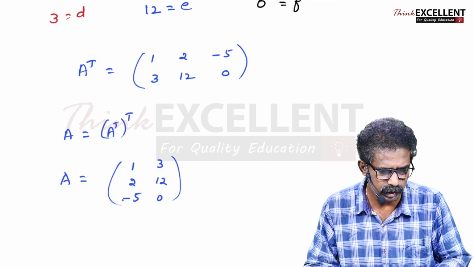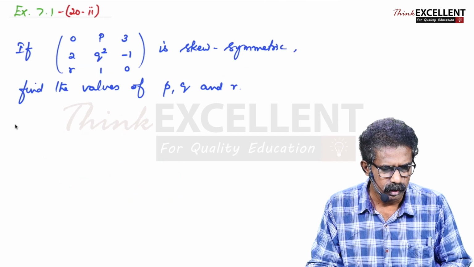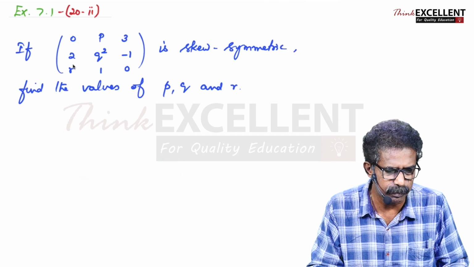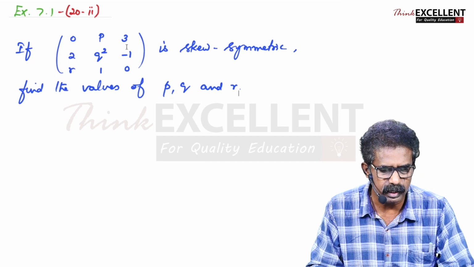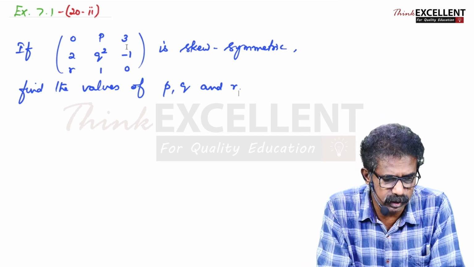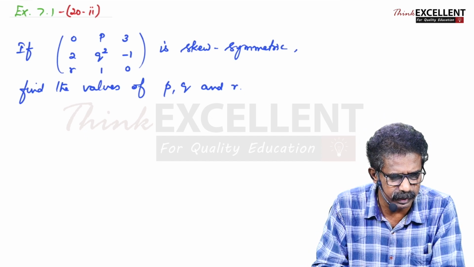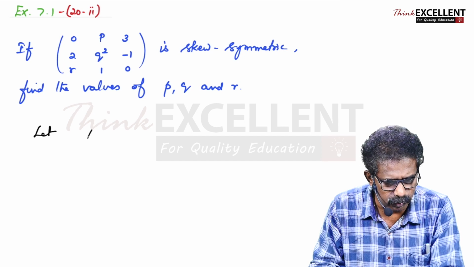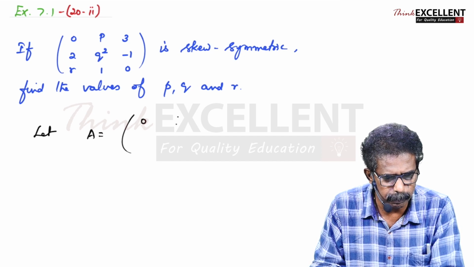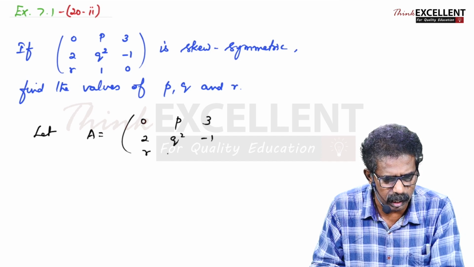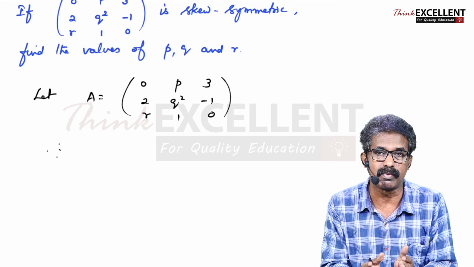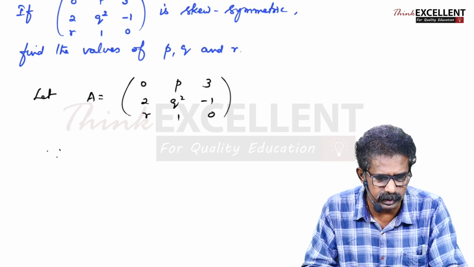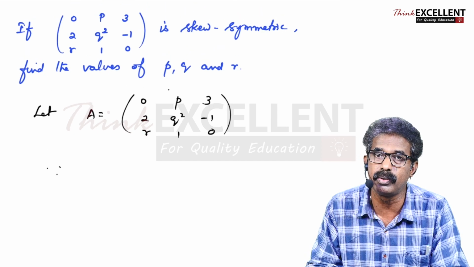Now let's move on to the next question. Question number 20, in which I am taking the second part. Listen very carefully. One matrix is given and they said it is skew symmetric. So I am giving a name for that matrix. Let A equal to [0 P 3; 2 Q² -1; R 1 0]. So it is given skew symmetric. Read the question very carefully. Sometimes they may say it is symmetric, right? But here they said it is skew symmetric. You find the values of P, Q, R, right?